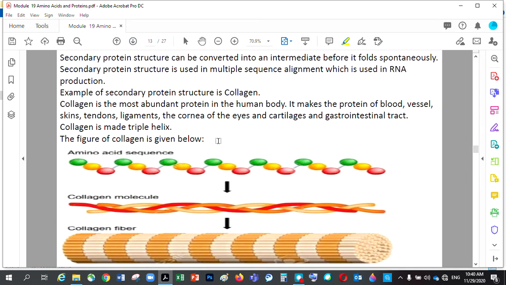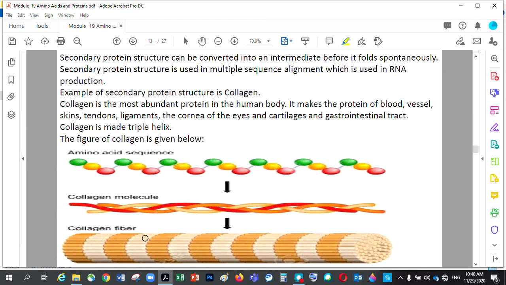Now if you look at this, secondary protein can be converted into intermediate before it folds spontaneously. So secondary protein structure is used in multiple sequence alignment, which is used in RNA production. An example of this is the structure of collagen. Collagen is the most abundant protein in the human body.